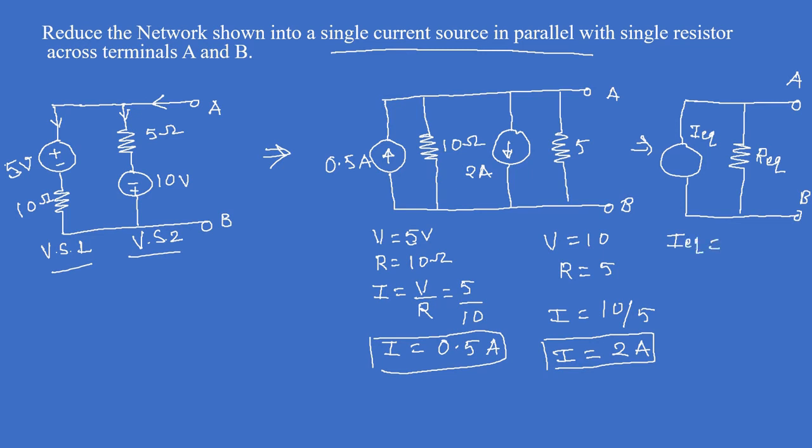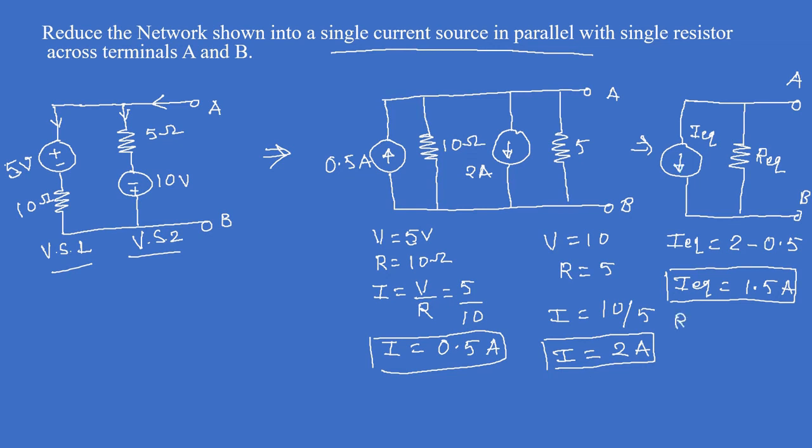Now you can see that this current is going upward and this current is going downward. So definitely it has a subtractive polarity. So we have to subtract the two currents: the larger current minus the smaller current. So the value of I equivalent comes out to be 1.5 ampere. And the direction will be that of the higher value of current. So the direction will be that of 2 ampere. So the 2 ampere current is downward.